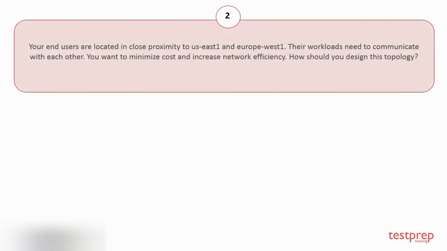Question number 2. Your end users are located in close proximity to US East 1 and Europe West 1. Their workloads need to communicate with each other. You want to minimize cost and increase network efficiency. How should you design this topology?